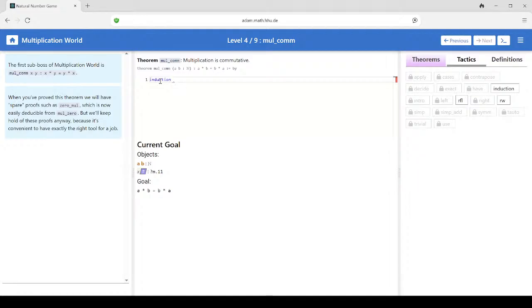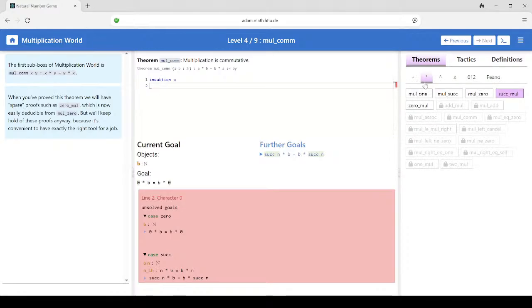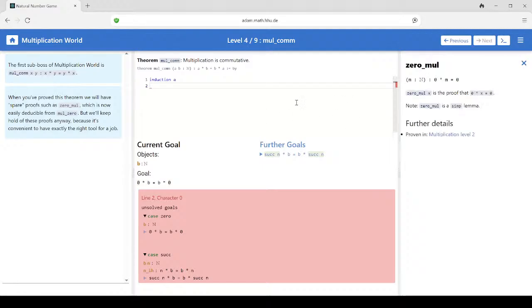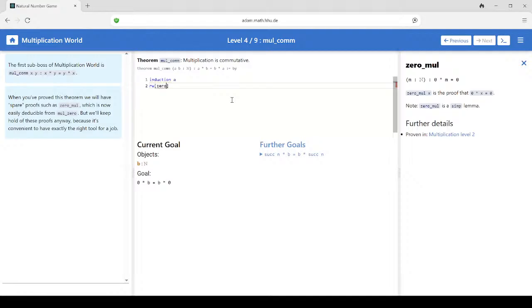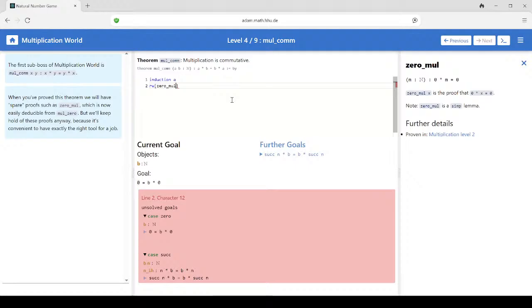Does it matter which one we do? A? I guess we'll try A. Induction A. So we're going to prove that 0 times b equals b times 0. And that should be pretty easy. We can just use 0 multiply, right? Yep, 0 times anything is 0. Rewrite 0 multiply. Okay. Oh, and then we'll do the opposite one as well.